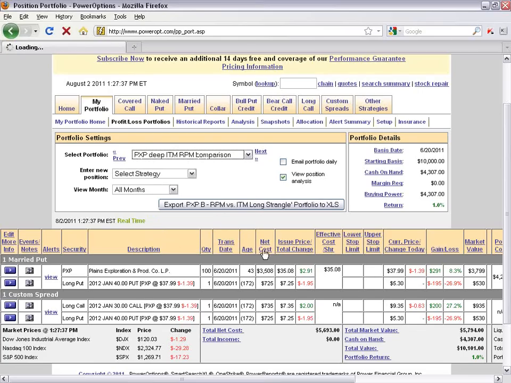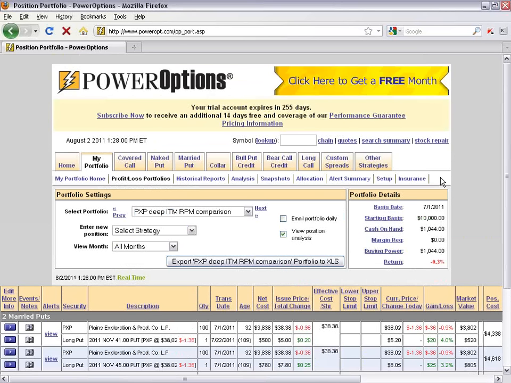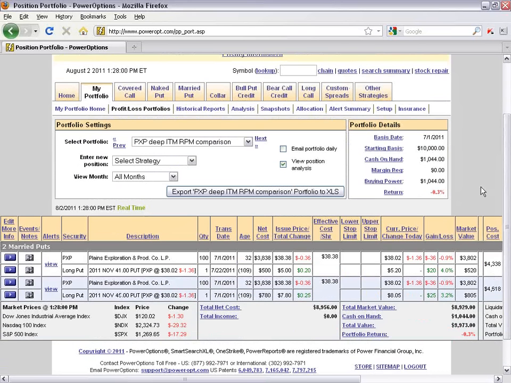Here we go, deep in the money RPM comparison. And what we basically did, we don't really need to look at the profit and loss charts here. And, ooh, this is actually not the same anymore. This was good this morning. It's not good today, but that's all right. Okay, let's take a look here.